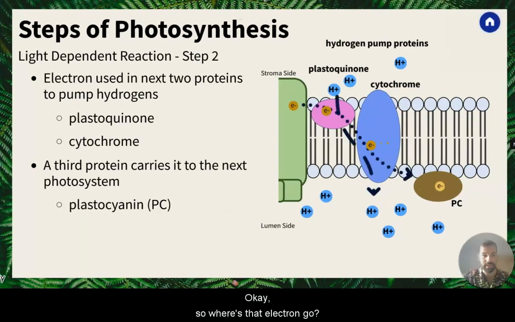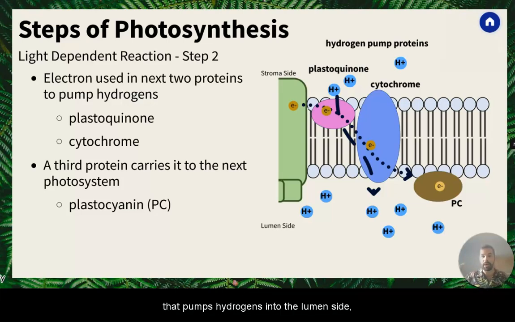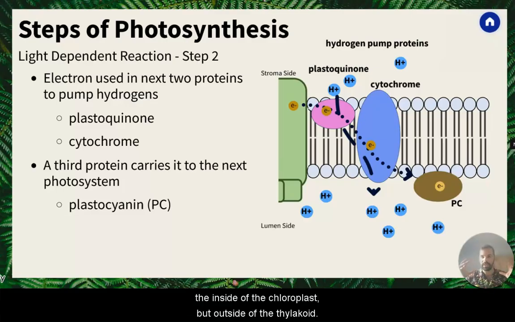Okay, so where's that electron going? That electron is then being used in the next stage to pump hydrogens, kind of like what happened again in the electron transport chain of cellular respiration. As that electron moves through different parts of this, the plastoquinone and this cytochrome, that creates energy that pumps hydrogens into the lumen side, the inside of the thylakoid, from the stroma, the inside of the chloroplast, but outside of the thylakoid. So that electron is going to pump some hydrogens. Sound familiar?